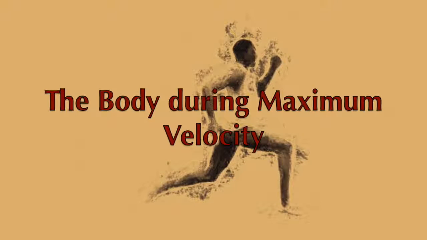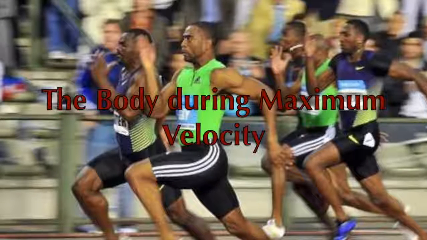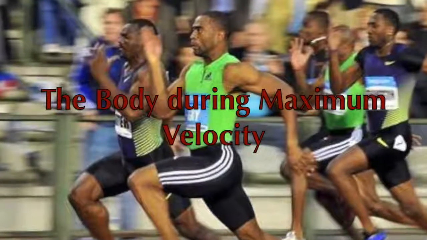Next, I'm going to get into the body or the posture of the body while your athletes are running at the maximum velocity phase. At this point in the race, your athlete's body should be fully erect, their hips should be slightly forward, and their body, if it was an angle, it would be about 90 degrees.